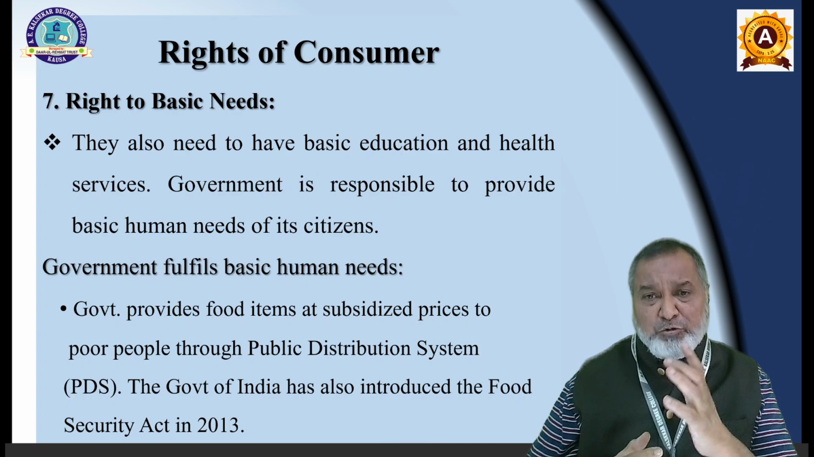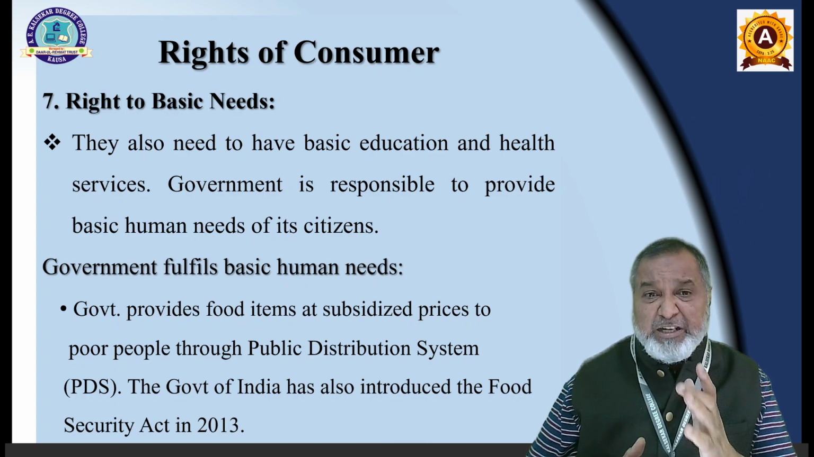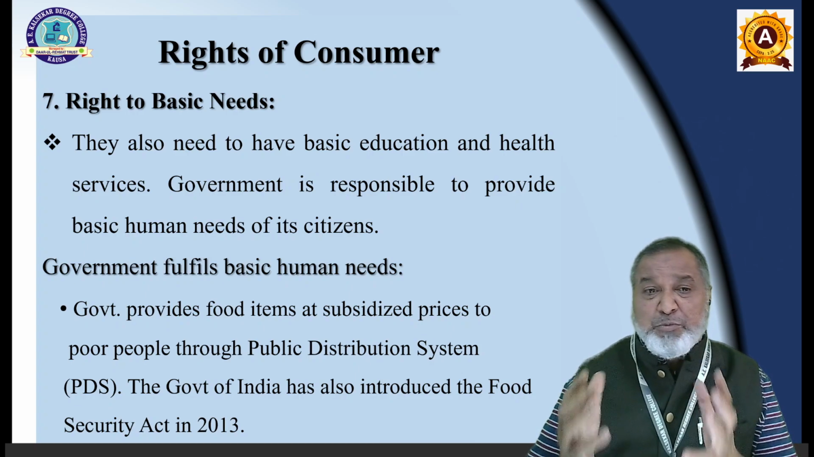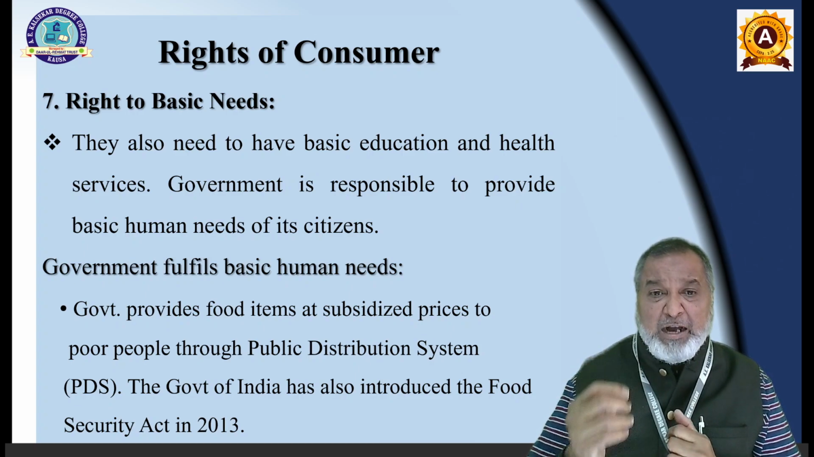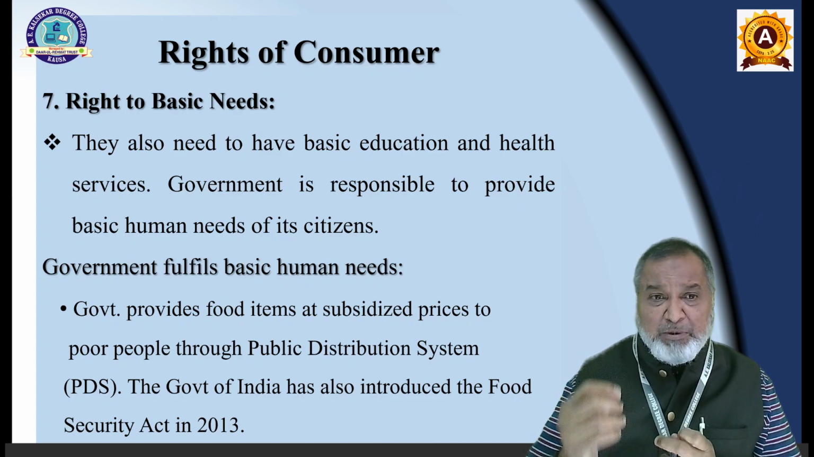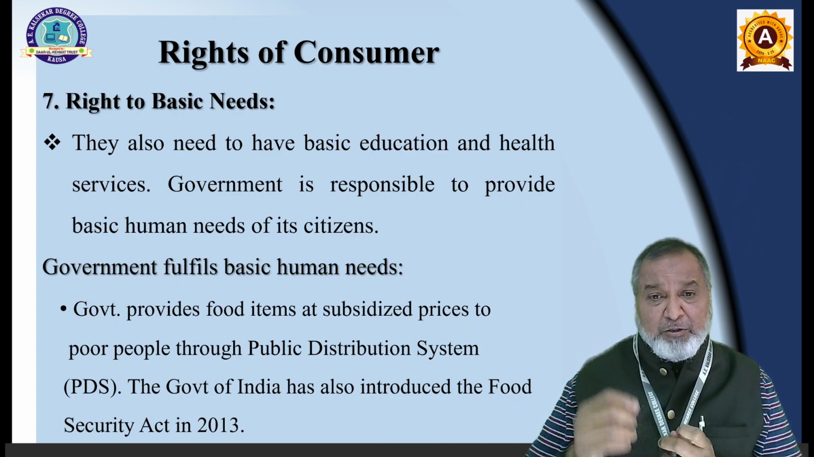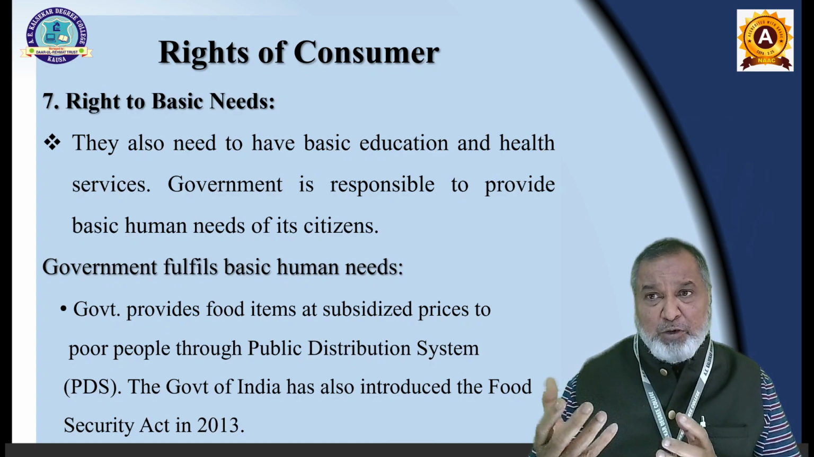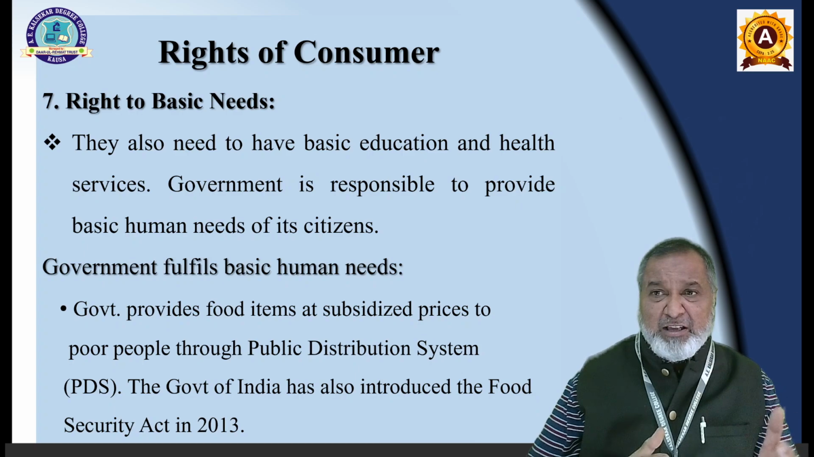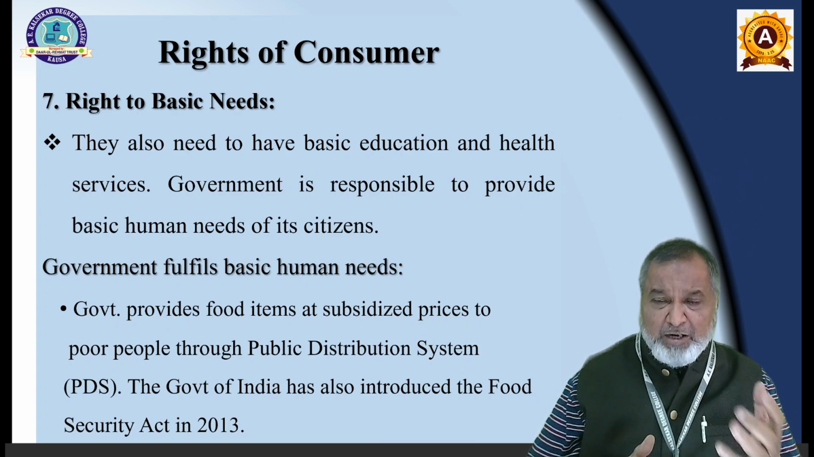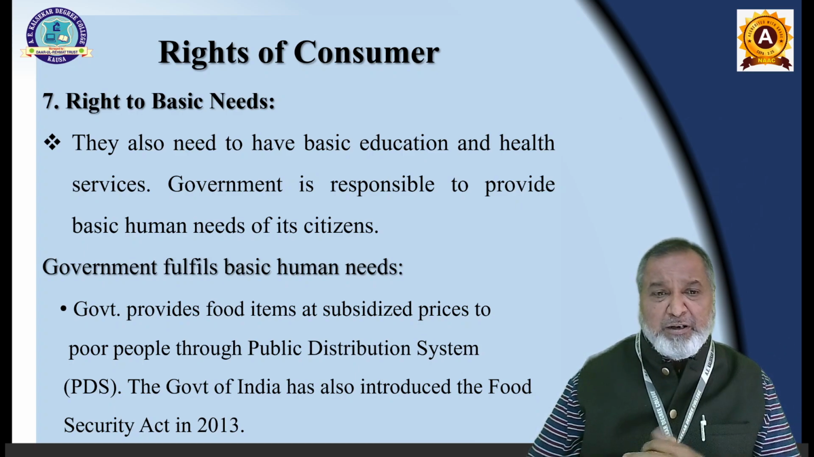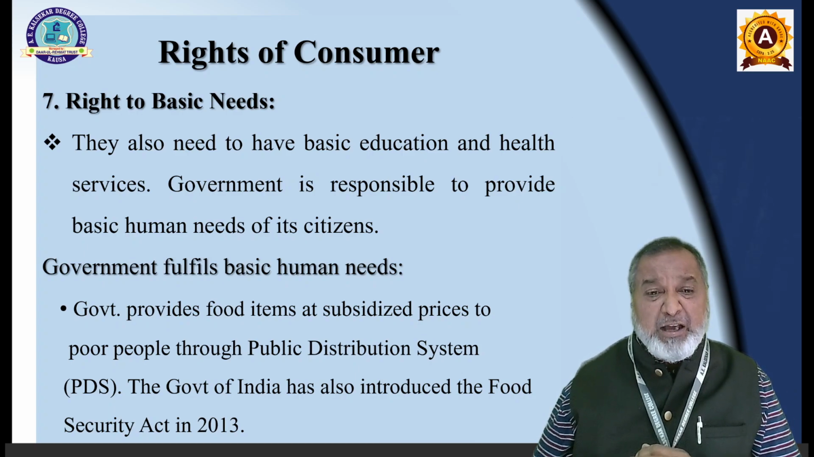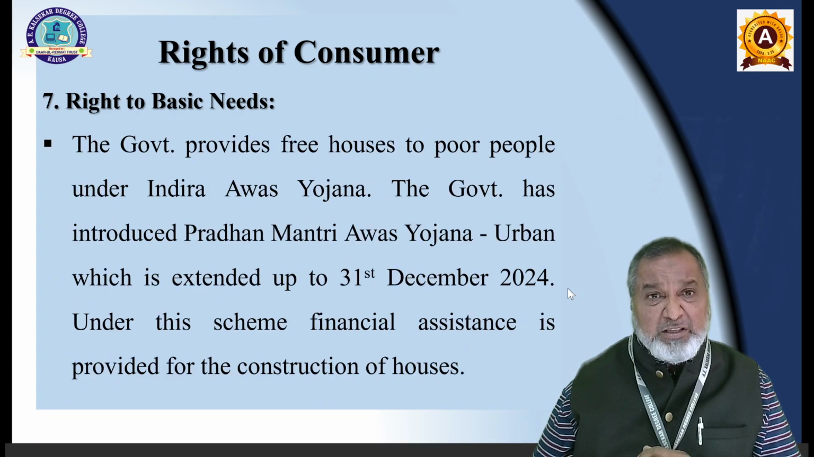Government is responsible to provide the basic human needs to its citizens. The government provides food items at subsidized prices to poor people through the public distribution system, that is the PDS. People with the yellow card and the orange card can take products from the ration shop at a cheaper rate. The government of India has also introduced the Food Security Act in 2013.